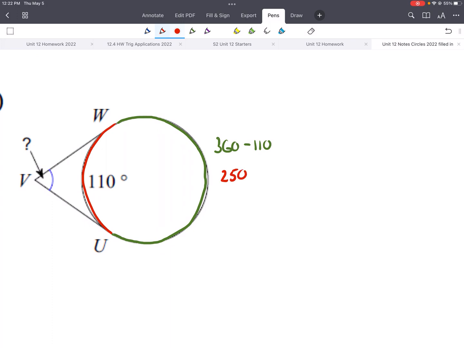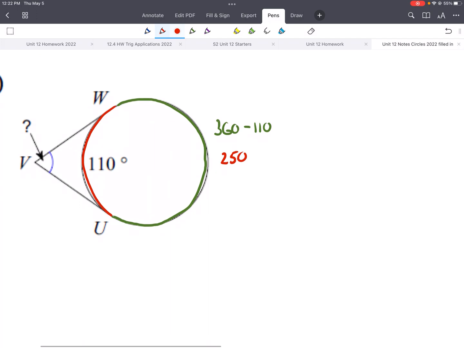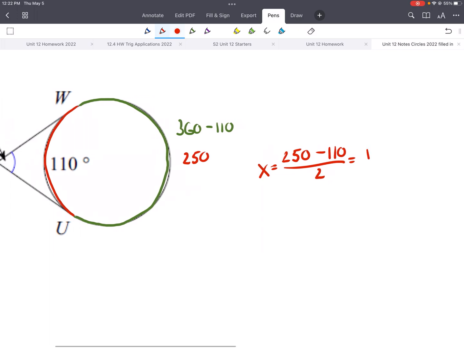So now we have the major, we have the minor, and we can find the angles. So x is equal to 250 minus 110 divided by 2. And that would give us 140 over 2, which is 70 degrees.